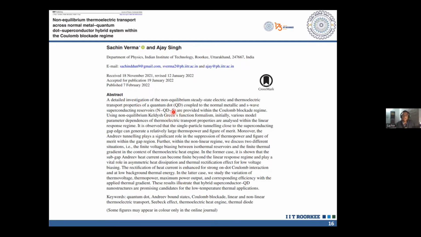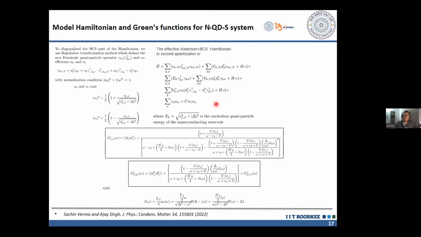First we studied it using the Hubbard one approximation, and then we extended it to the U infinite limit, which I said is a more practical limit to study these strongly correlated materials. The theoretical formalism remains the same as for the NQDN device. We have an effective Hamiltonian in second quantization form. We used the Bogoliubov transformation to diagonalize this Hamiltonian, and then one can calculate the Green functions.